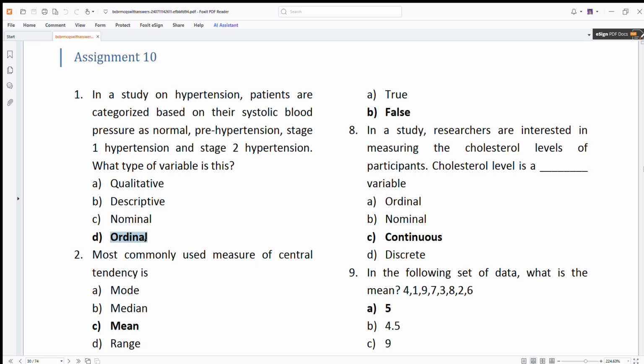Color of your eyes is white, brown, blue, green. So that is nominal data. Ordinal is in a specific order. Normal, pre-hypertension. This is following an order.